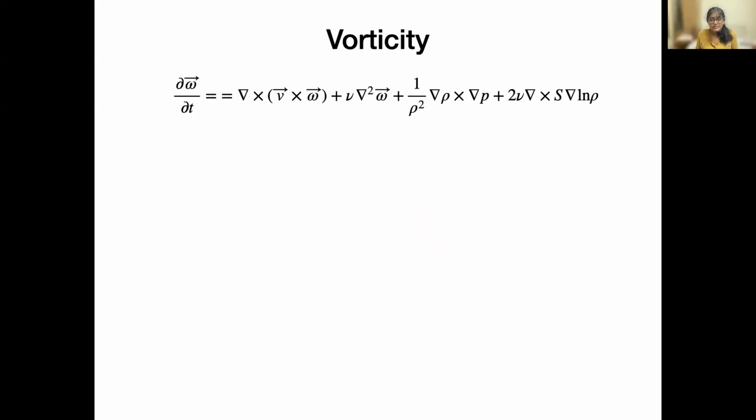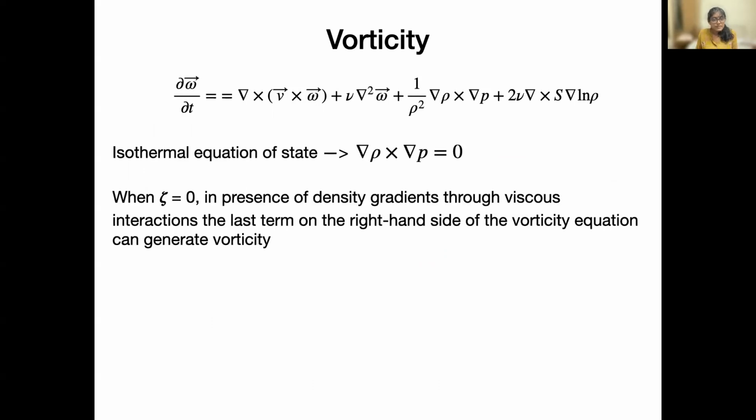Vorticity in the plasma plays a critical role in the small-scale dynamo action, and its evolution is governed by this equation here. Since we have an isothermal equation of state, the baroclinic term cannot generate any vorticity in our simulations. When zeta is 0, or in the case of purely compressive driving, in the presence of density gradients through viscous interactions, the final term on the RHS of the vorticity equation can generate some vorticity, which can be amplified by the nonlinear first term on the RHS of the vorticity equation.